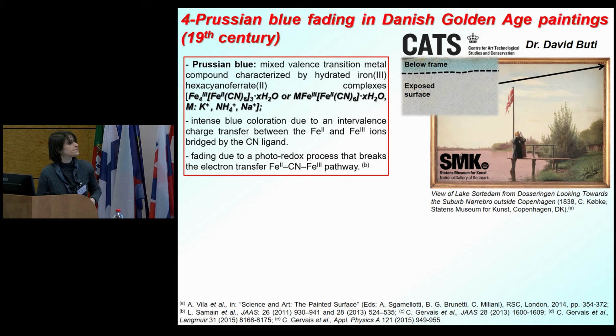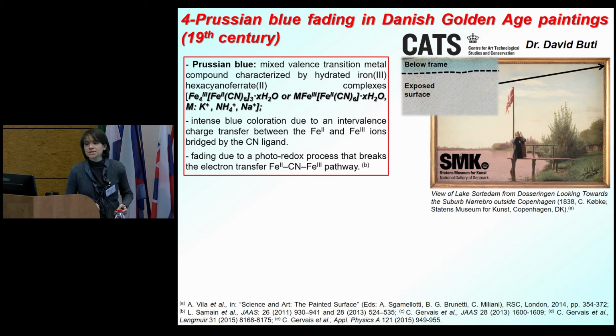In the literature, there are several references reporting that the fading is due to redox processes that break the electron transfer between the iron 2 and iron 3 bridged by the CN ligands. So, in the context of our research activities, we had the opportunity to study a series of Danish Golden Age paintings that show a clear discoloration.